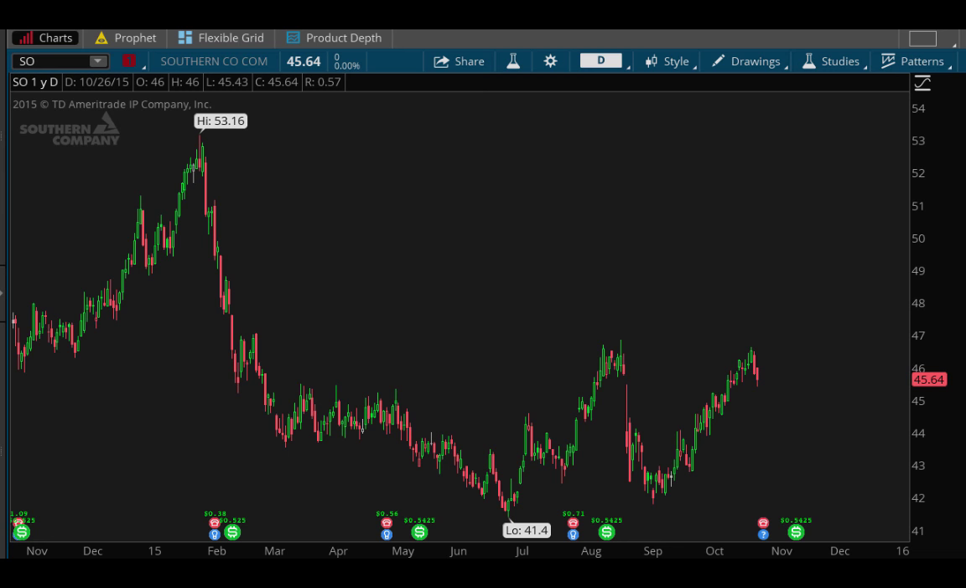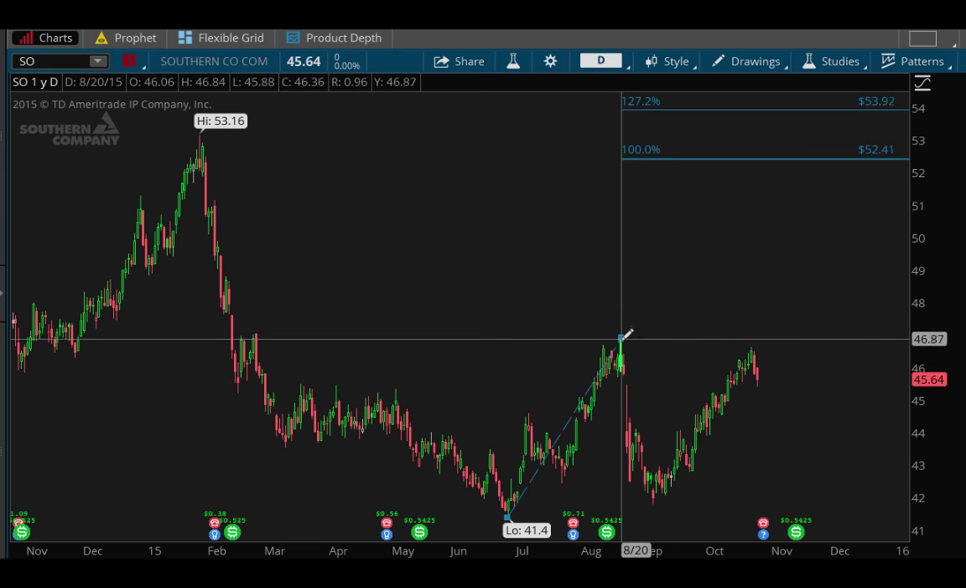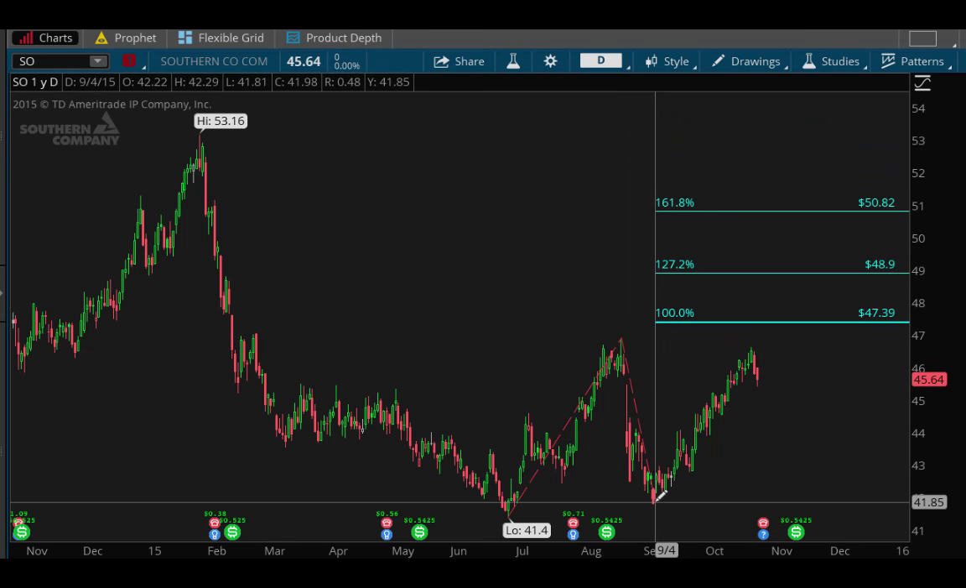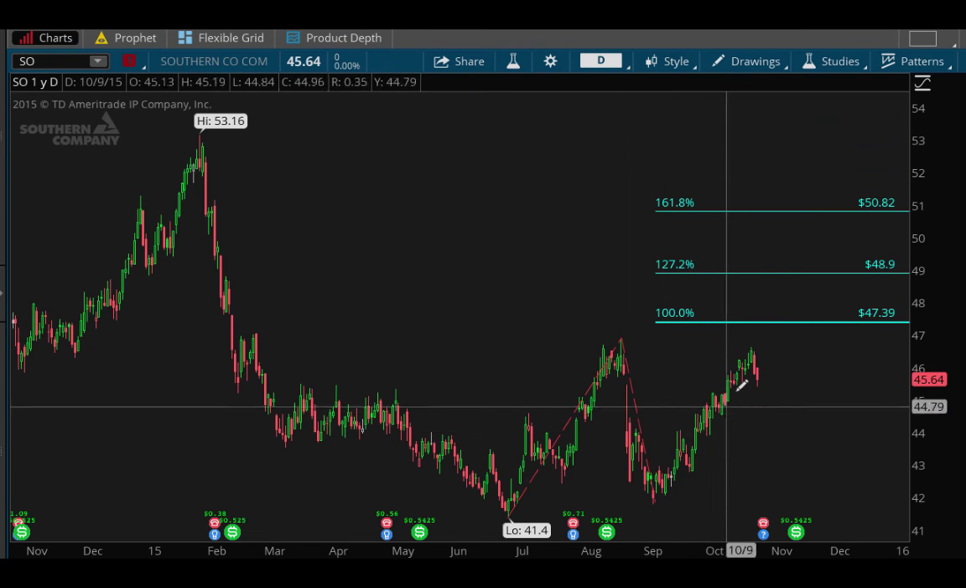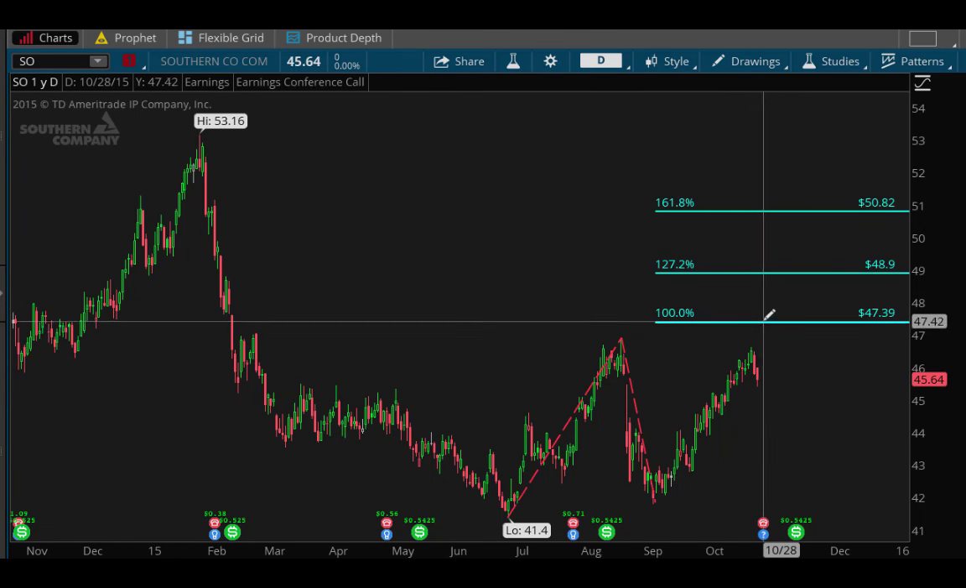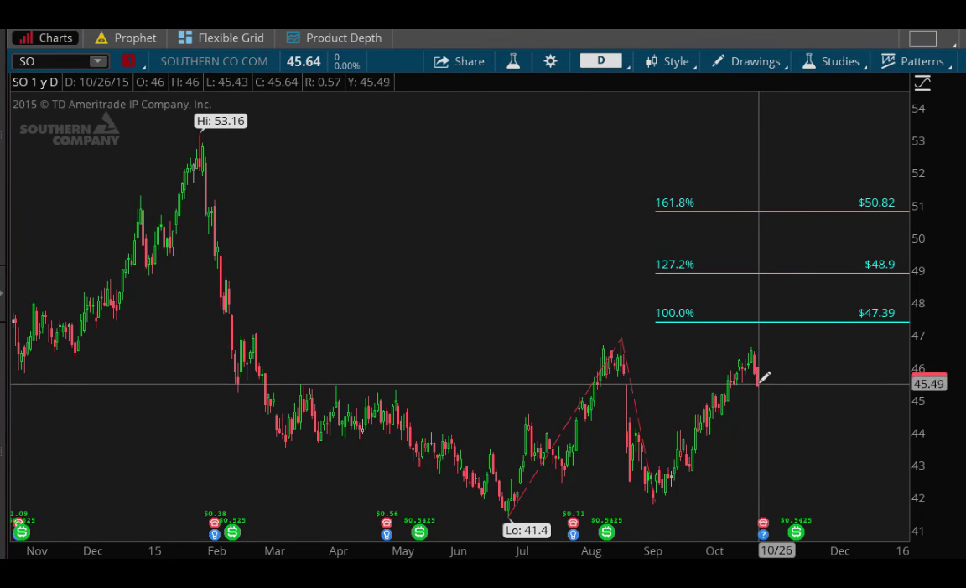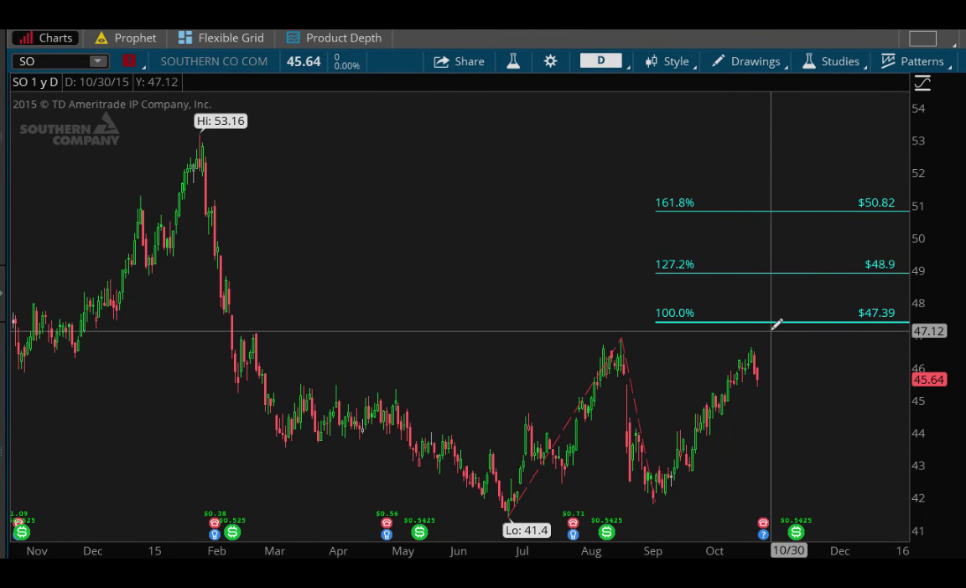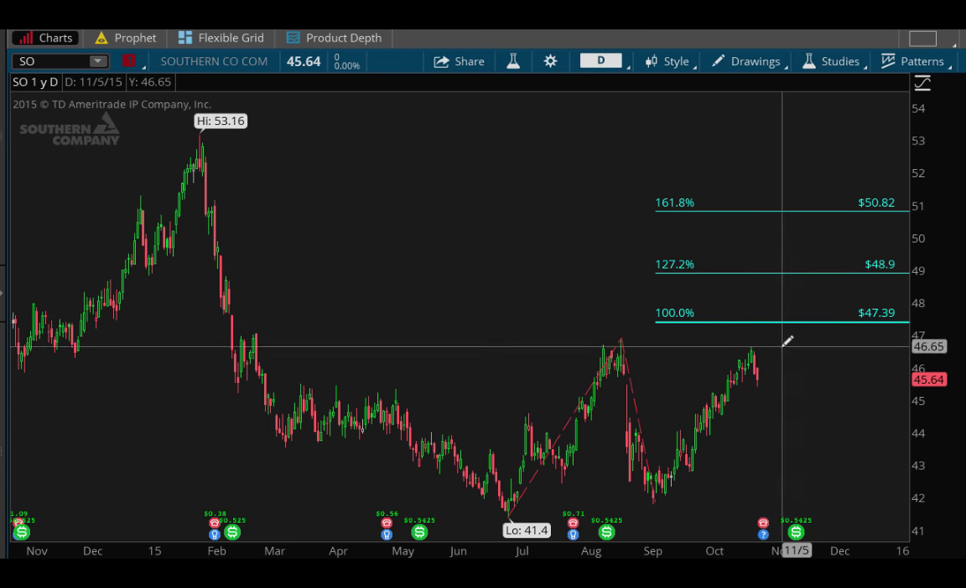Here's another example for Southern. If we go from low to high to low, we can see that this move has made quite a bit of an upturn, but even though it's come down for the past 2 days, it could still have a bit more gas in it, and it could push up a little bit higher into that 47 level.